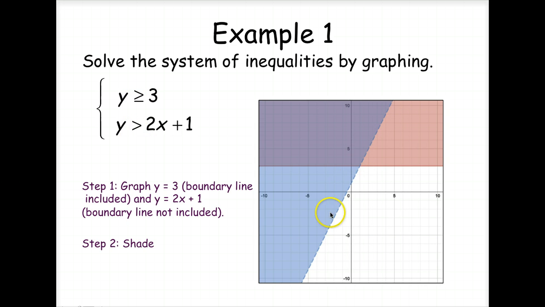Notice. Then we shade greater than on both of them. The solution to a system of inequalities is where the shading overlaps. So it's this section where this pink and this blue overlap. Let's look at another one.